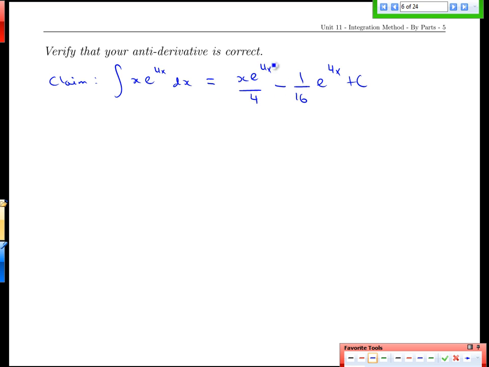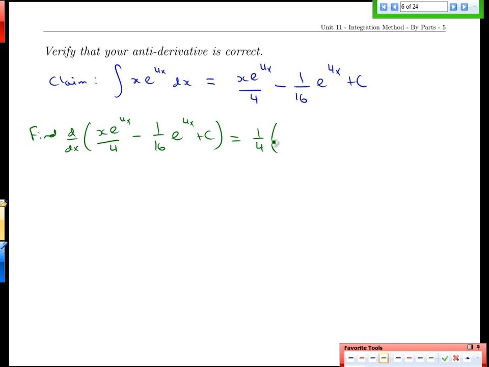And how do we check? We're going to take the derivative of this term here. We're going to find the derivative with respect to x of x e to the 4x over 4 minus 1/16 e to the 4x plus a constant. That is equal to, all right, product rule here. As we see, the integration by parts rule is product rule based, so it's not a huge surprise that the product rule will be involved when we check our answers as well.